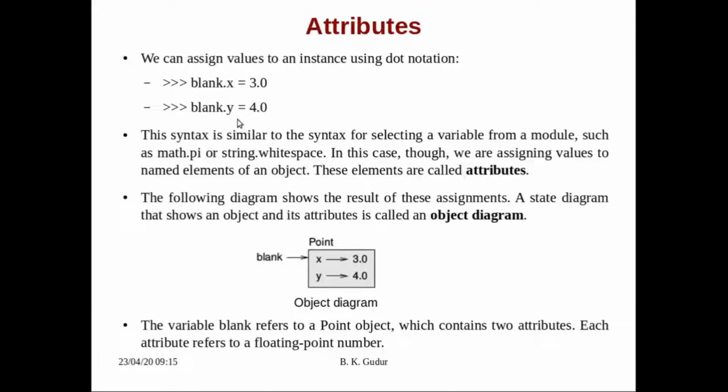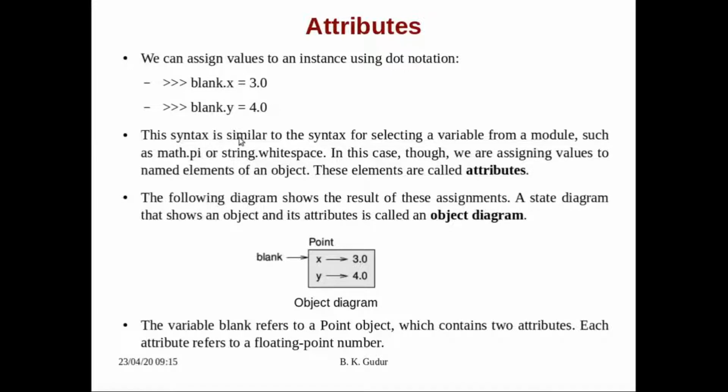Once we create a class, we can have any number of objects which are called attributes of the class. We can assign values to an instance using dot notation, because blank is just an instance or object. To that object we can assign some value. Here, because class Point is going to represent a 2D point, there should be two variables which will represent the two coordinates of a point, namely x and y. For that purpose, we can create two variables with respect to that class, by writing blank.x = 3.0 and blank.y = 4.0.